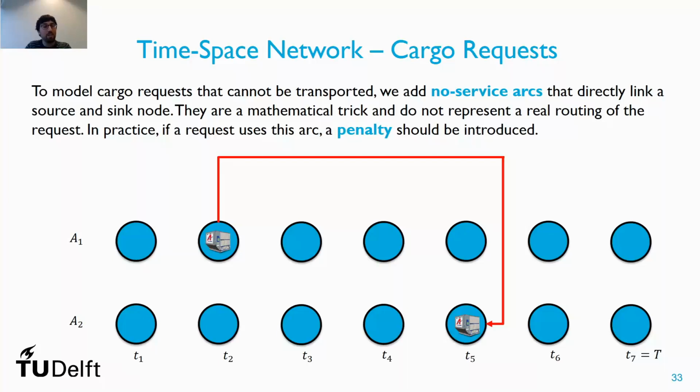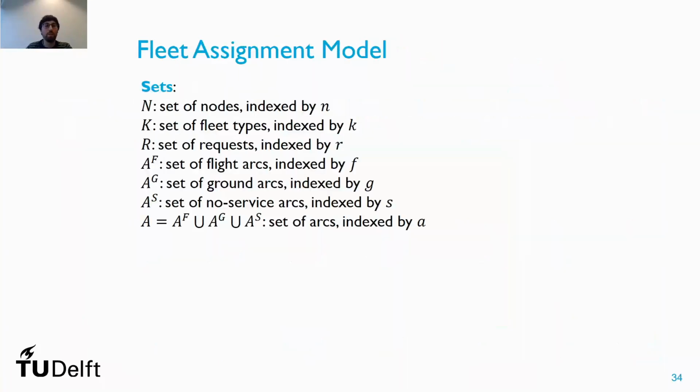And after this introduction with the time-space network in general and a bit more tailored for our model, let's actually dive into the fleet assignment model. As usual with every MILP model, let's start with some sets. We have a set of nodes indexed by n, big K, which is a set of fleet types, which is indexed by k, and R, the set of requests indexed by small r.